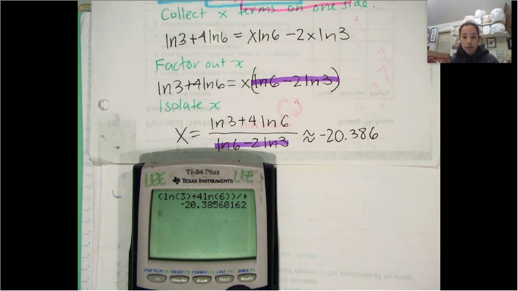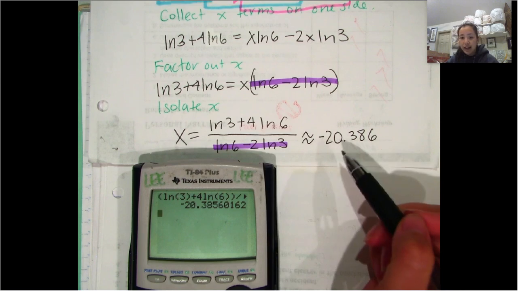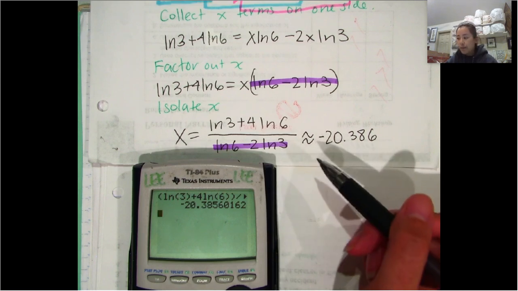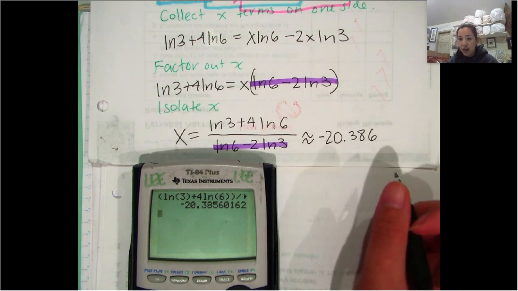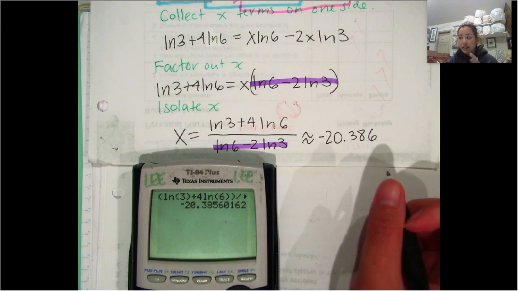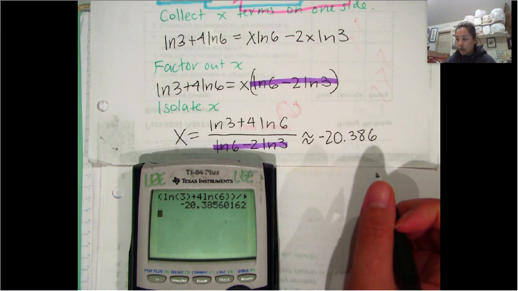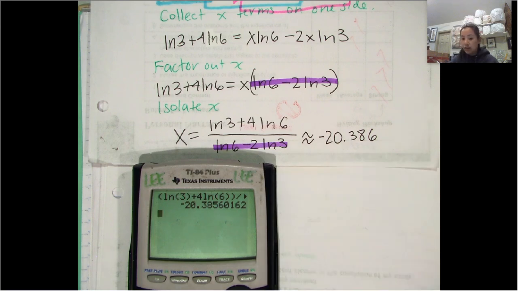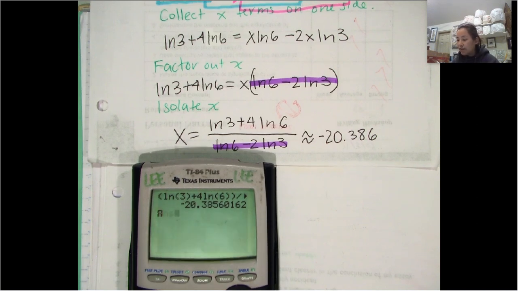So negative 20.386 is the approximation for this answer here, and you have to remember to check. So I'm going to check on my calculator because this is far too difficult to check by hand. So what you're going to want to do is store this. There's two ways you can do this. You can leave it like this and use the answer button, which is the second negative, or you can store this into a variable and then plug it into the original equation.